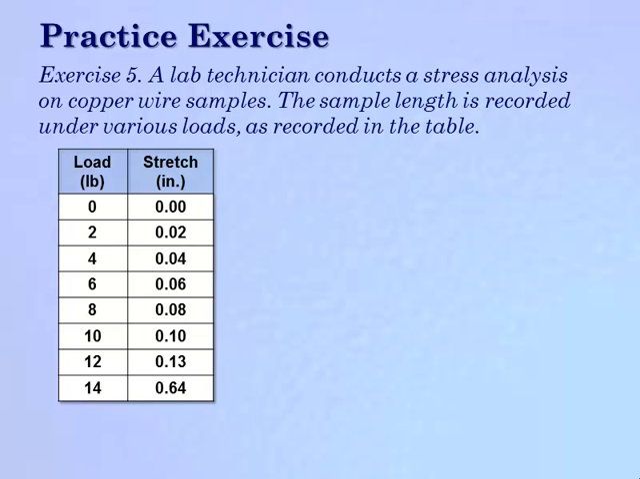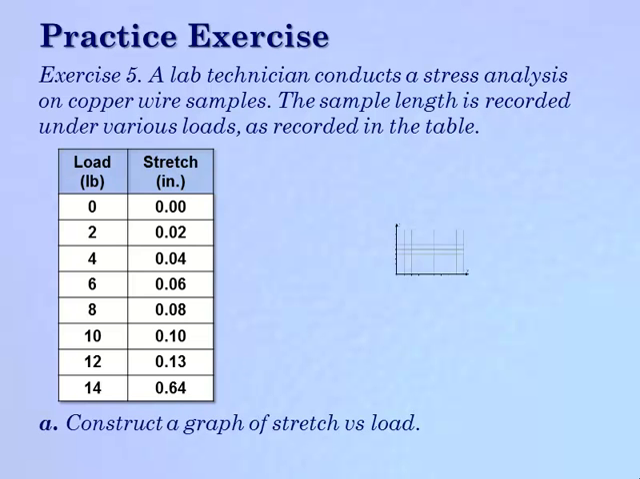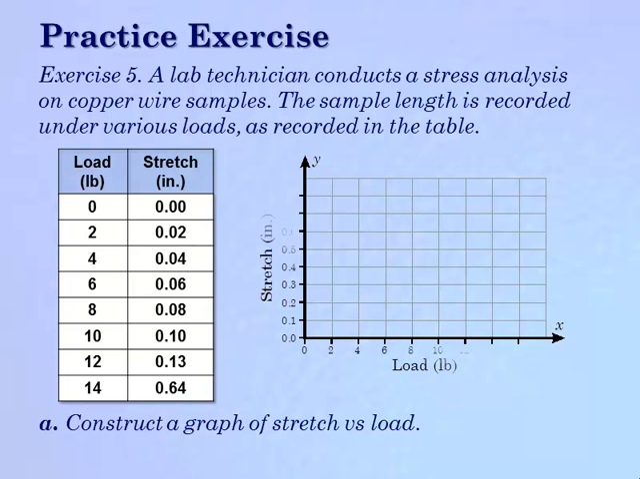The first thing we need to do is identify the axes and the scales. Here we've done it. We've set up the load on the horizontal axis because that seems to be the independent variable, and the stretch in inches will be on the y-axis. We scaled it to accommodate all of our data, from 0 to 0.8, and from 0 to 16 pounds. Now we're ready to start plotting our data.